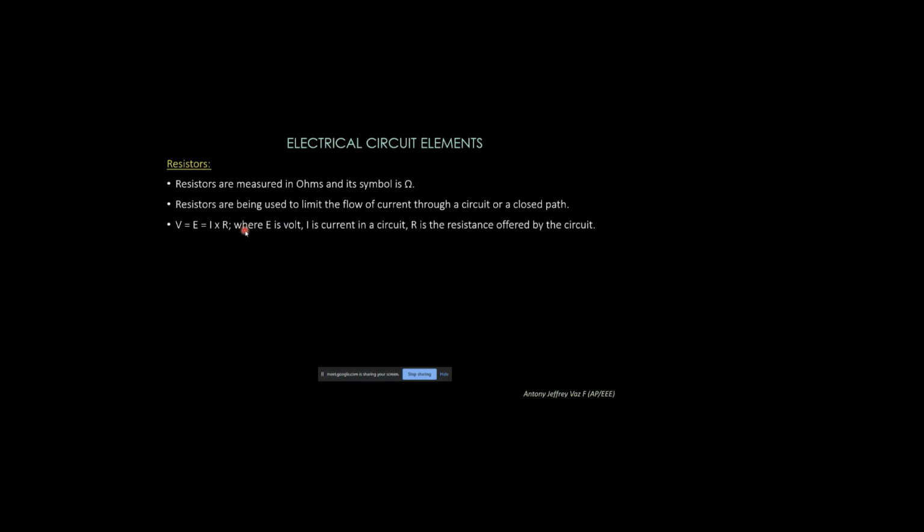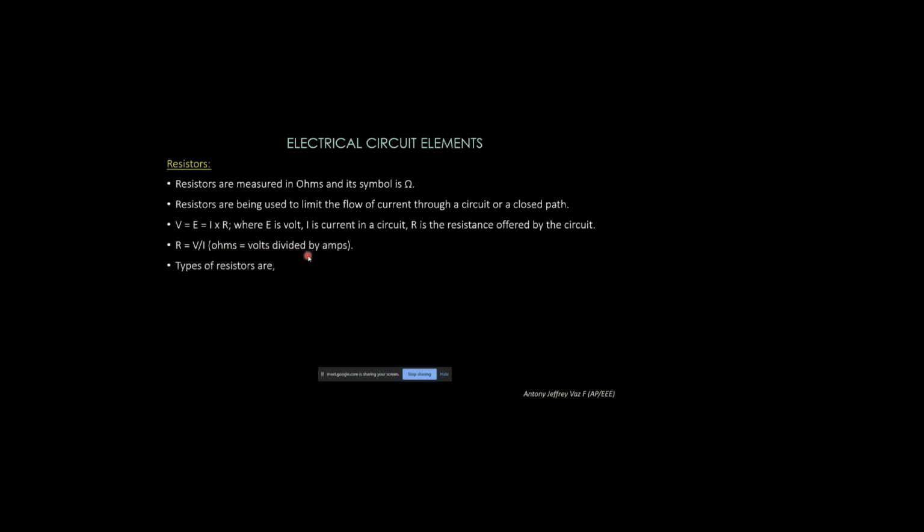The equation of resistance, that is Ohm's law. You can see V, that is equal to E. In some books it is represented as V, and in other books it is represented as E. Both represent volts, equal to I into R. Here I is the current and R is the resistance offered by the circuit. So while we are cross multiplying this, resistance will be equal to voltage divided by current. We know the resistance is measured in ohms, so ohms equal volts divided by amperes.